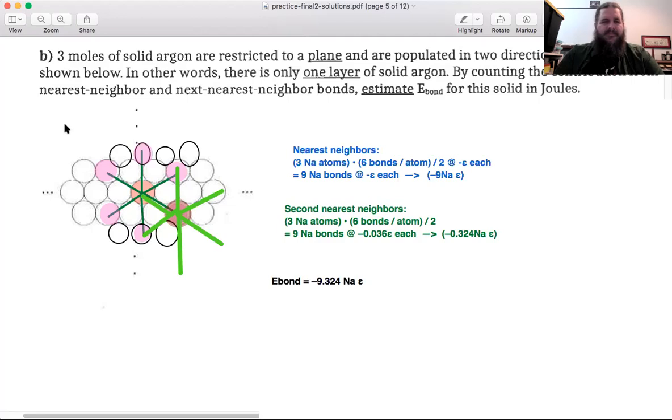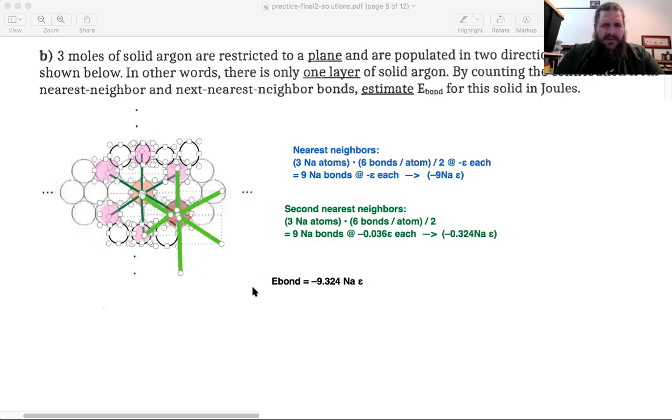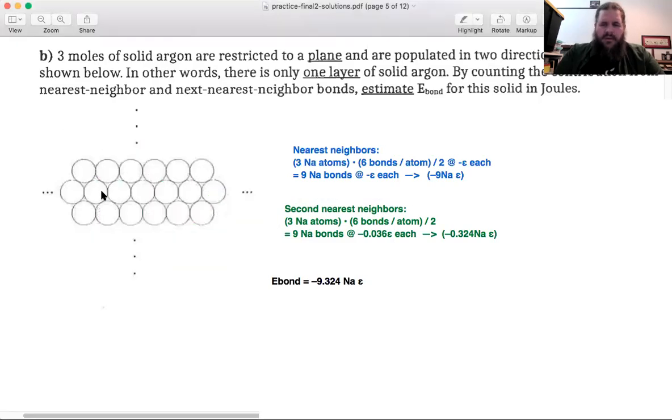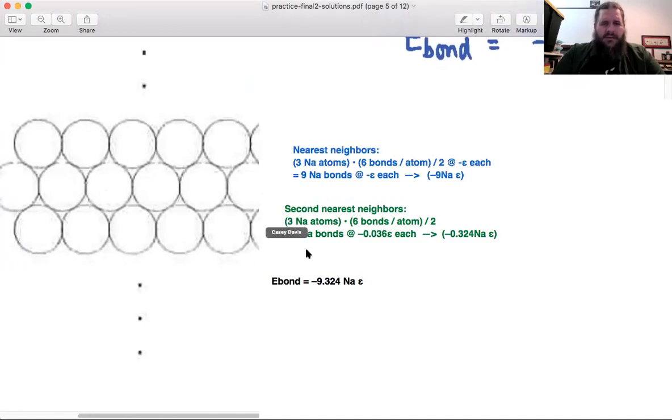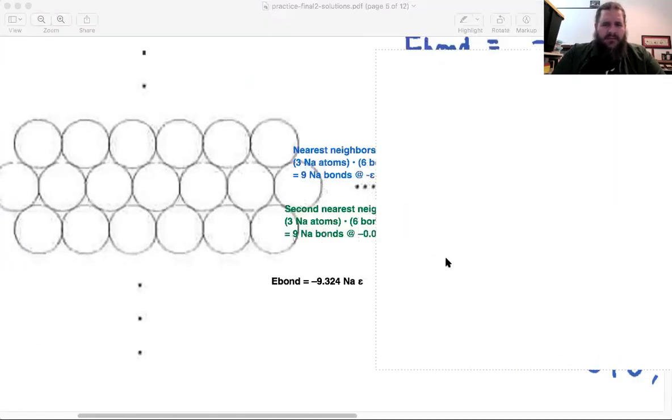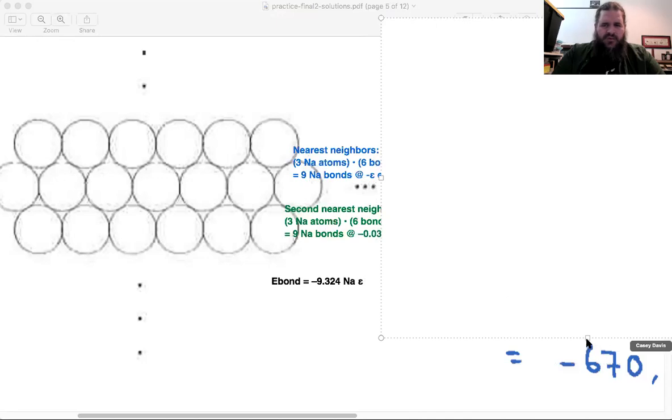Could you explain again the double counting? I got a little confused. Yeah, if you're not sure whether you're double counting or not, I would recommend, let me clear this out so we can take a closer look. If you're not sure whether you're double counting, what I would typically do is try drawing out some of the bonds.